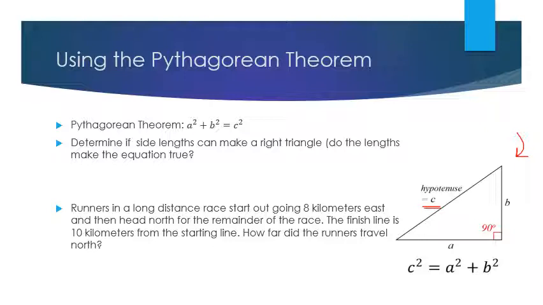A sample question you might see on your test is determine if side lengths can make a right triangle. Do the lengths make this equation true? So for instance, if you had a leg that was 3, a leg that was 4, and a leg that was 5, could these sides be part of a right triangle? Well, if they were, then 3 squared plus 4 squared would have to equal 5 squared. 3 squared is 9, 4 squared is 16, they add to 25, and 25 is 5 squared. So 3, 4, and 5 can be lengths of a right triangle.